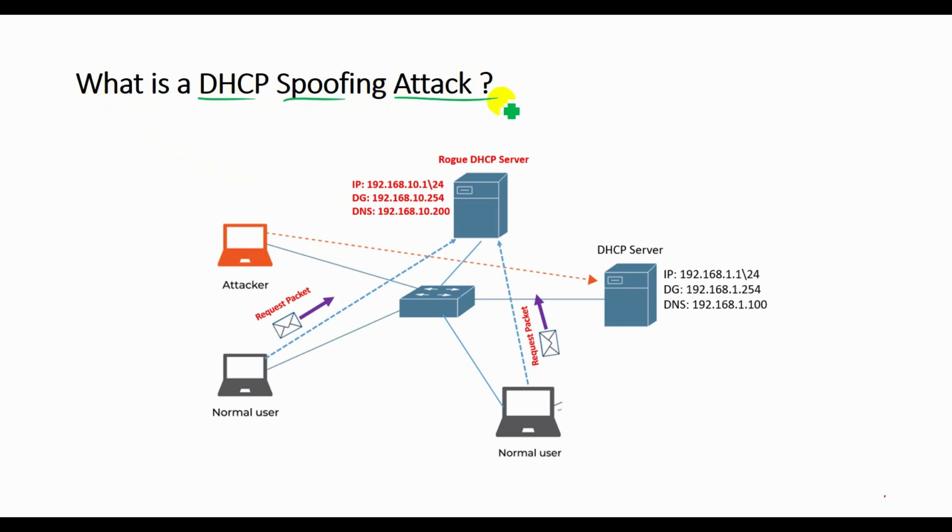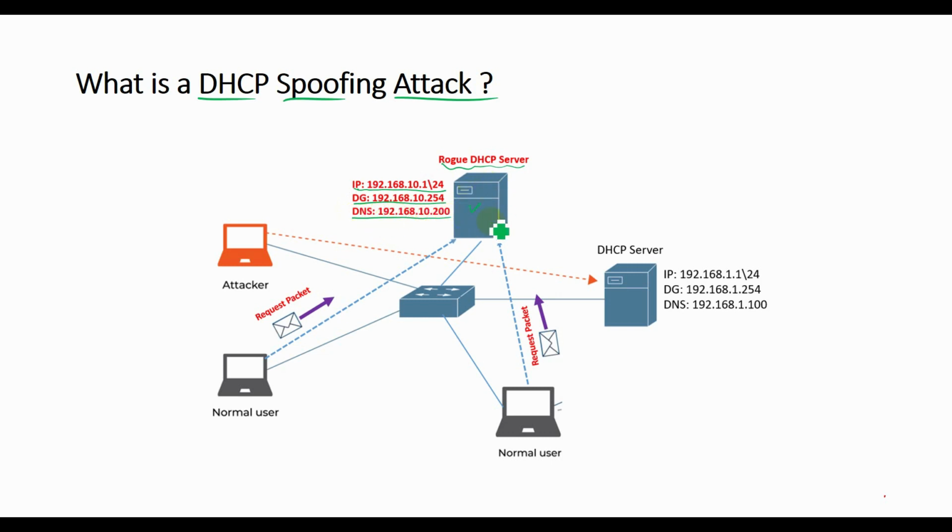Okay, what is a DHCP spoofing attack? As I said, after a DHCP starvation attack, a DHCP spoofing attack occurs when a rogue DHCP server is connected to the network and provides false IP configuration parameters to legitimate clients. As you see in the diagram, this is a rogue DHCP server. The attacker can start distributing IP addresses and other TCP/IP configuration settings to the network DHCP clients. TCP/IP configuration settings include default gateway and DNS server IP addresses.